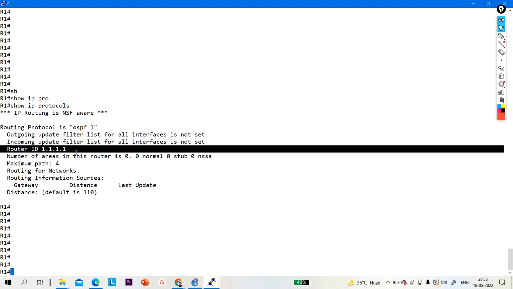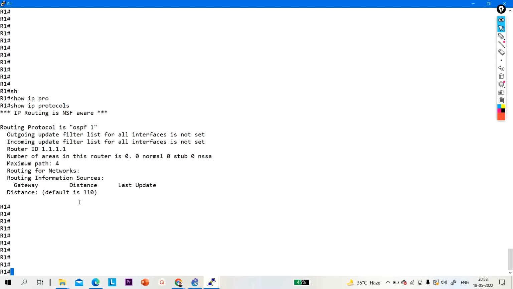If there is no loopback, then what will be the router ID of R1? It will be the highest physical interface IP. Yes, that is 12.1.1.1, right? Then 12.1.1.1 will become the router ID of R1. Fine.